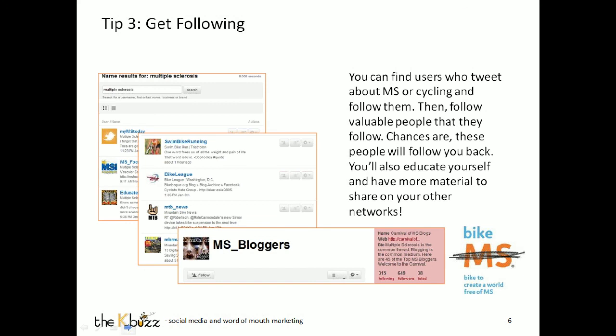And tip number 3 is get following. When you find people who are potential people to get involved in your movement, follow them. It's like extending your hand out for a handshake. They'll take it back and follow you back. So you'll see here I followed MS bloggers, and that's a connection of different bloggers who blog about MS. Do that too, because guess what? Those bloggers could write about your ride.